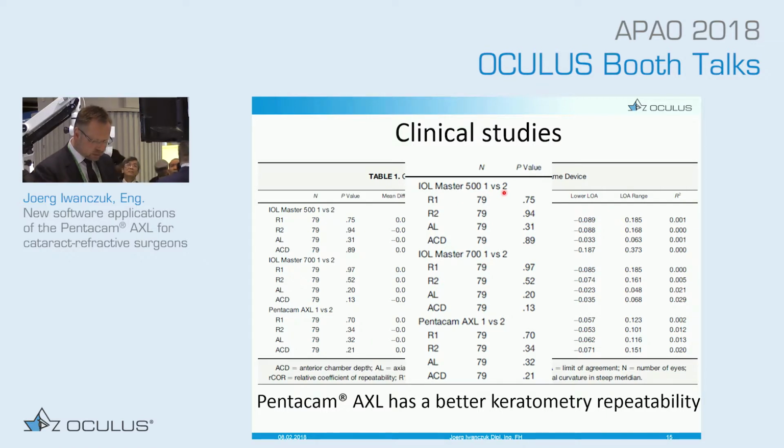Here is a p-value, and the lower the p-value, the better it is. And when you look to the keratometry and you compare IOL-Master 500 to 700, the 700 is not better. It is the same keratometry. But when you look to the Pentacam, here the keratometry is definitely better. And keratometry is a key parameter for IOL-power calculation.